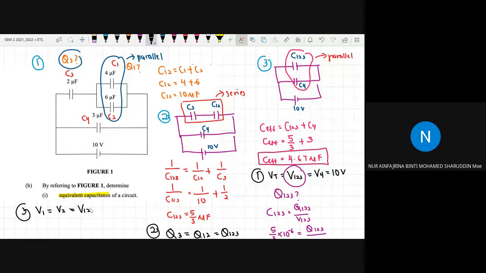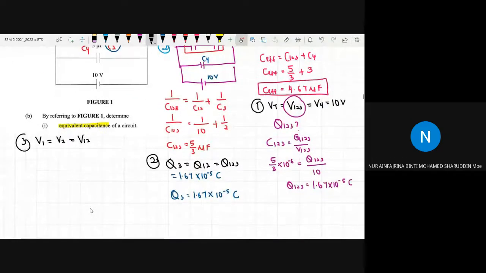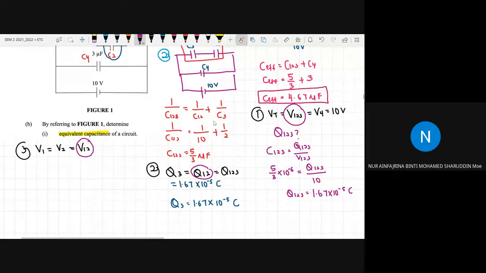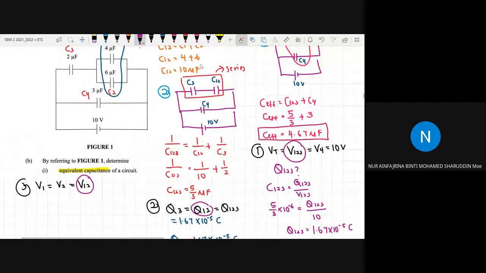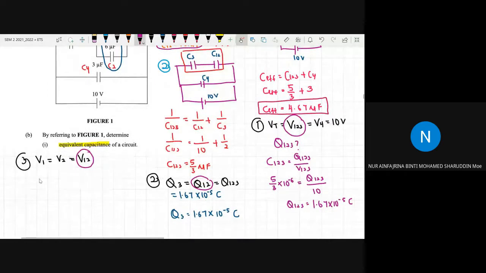So, you akan gabung diorang kan? Tetapi Miss nak tanya, you boleh cari tak you punya V12? Kalau you dah tahu you punya Q12, boleh cari ke tidak you punya V12? Boleh. Boleh sebab you juga dah tahu C12. Nampak tak? You dah tahu juga you punya C12. So apa you kena buat?